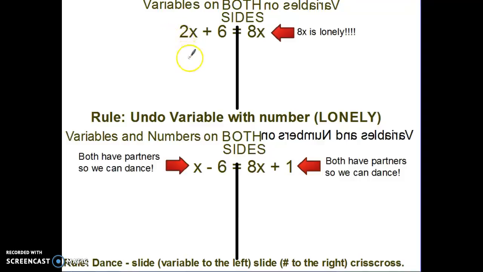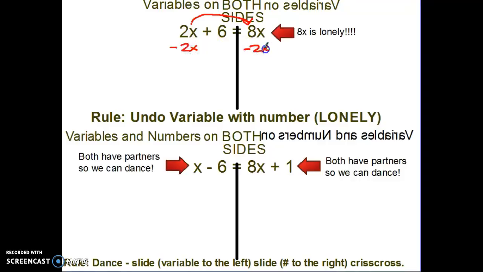All right, so we have two types of variables on both sides. When we have a variable and a number equal to just a variable sitting over here by itself, this is what I call the lonely problem. With the lonely problem, whatever variable is lonely, because there's not a number being added or subtracted that we can see other than zero, is saying to the other variable on this side, hey, I'm lonely, come join me. The only way that 2x can come over here and join 8x is by subtracting 2x from both sides.